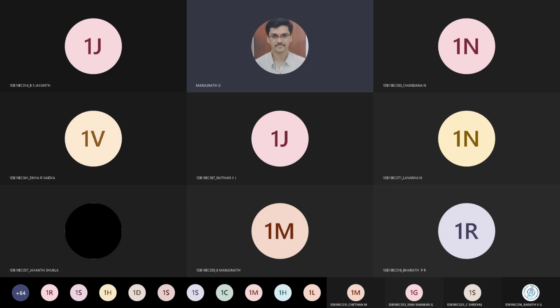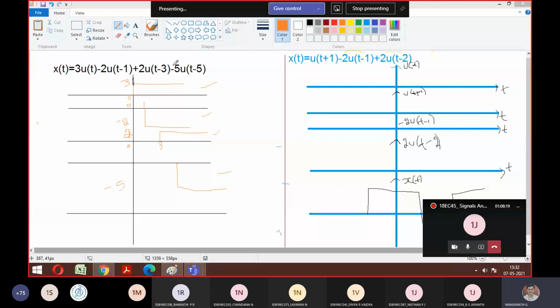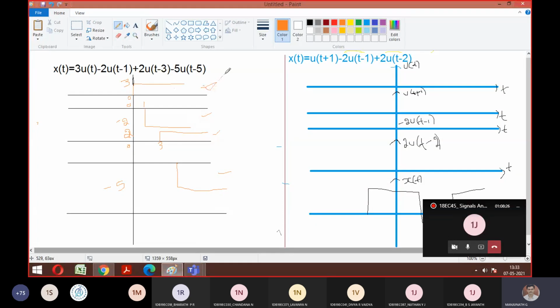Shall I explain once? Okay, let's explain once and we'll stop here. Is this paint visible to everyone? Let me change the panel color. So I need to add the signals I ticked here. This is your 3 times u of t, and this is your minus 2 times u of t minus 1, and this is your u of t minus 3, and this is your u of t plus 5. Here, look at the signal at 0: there is an amplitude of 3, nothing else here. So at 0, the signal will rise till 3.